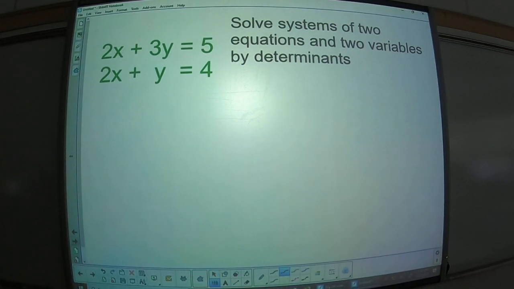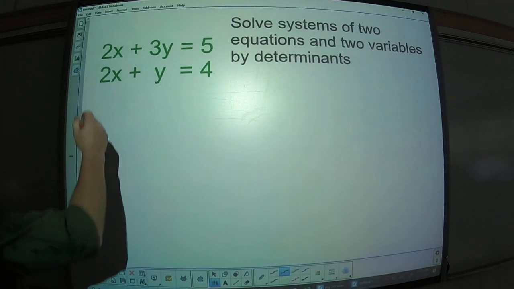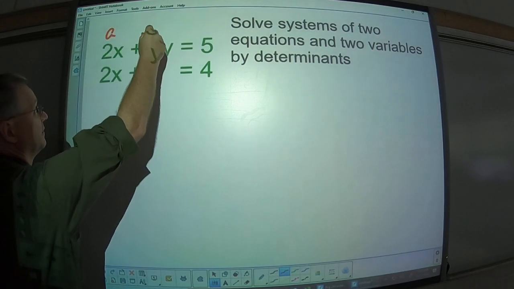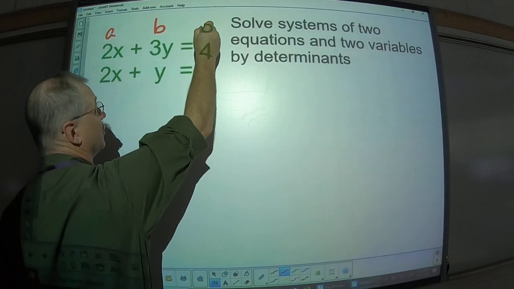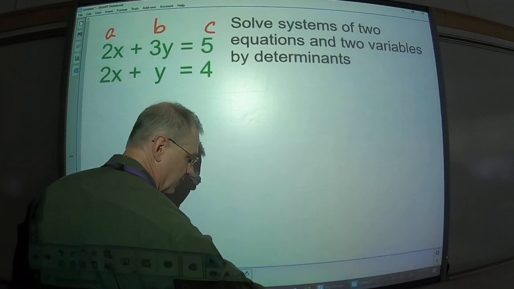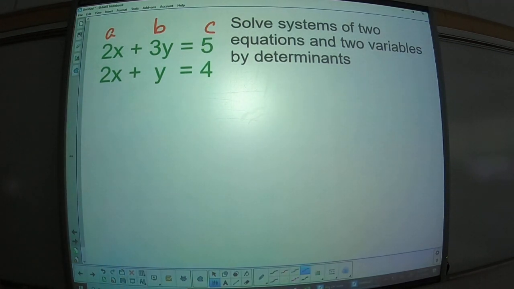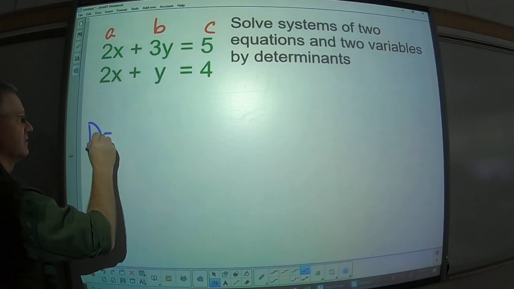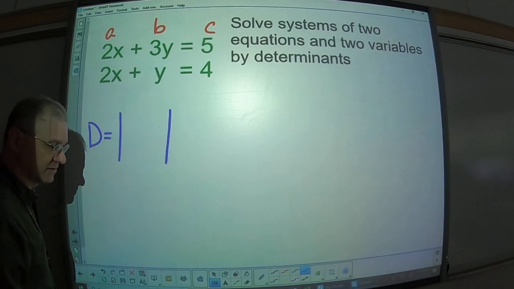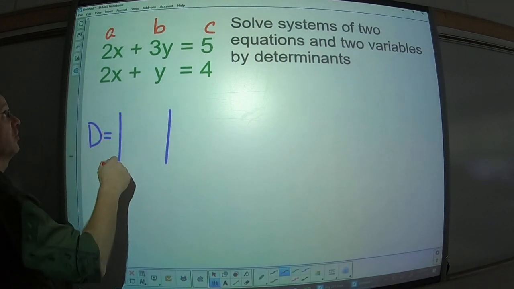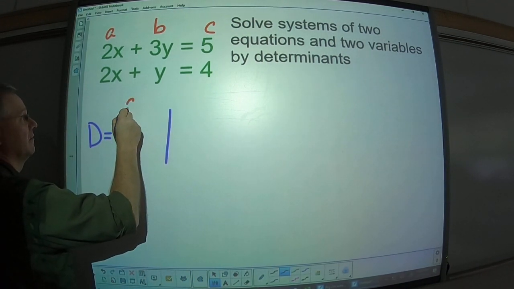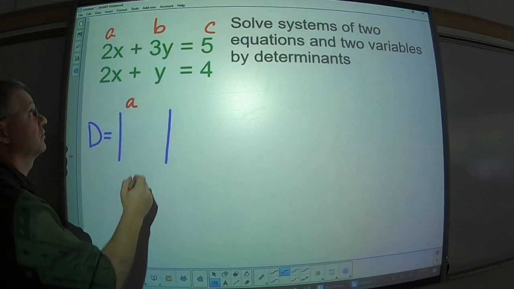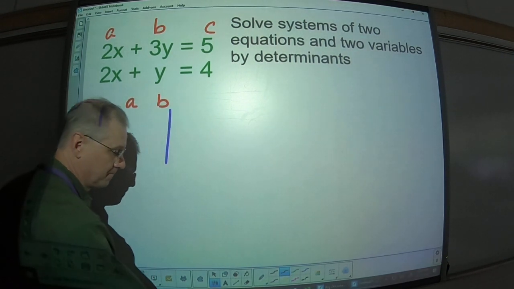So the first thing I'm going to do is label each of these columns. I'm going to label this column A, this column B, and this column C. And that is going to be essential for us to be able to do this problem. So capital D for determinant is going to be a matrix where the first column is the coefficients in column A, and the second column is the coefficients from column B.